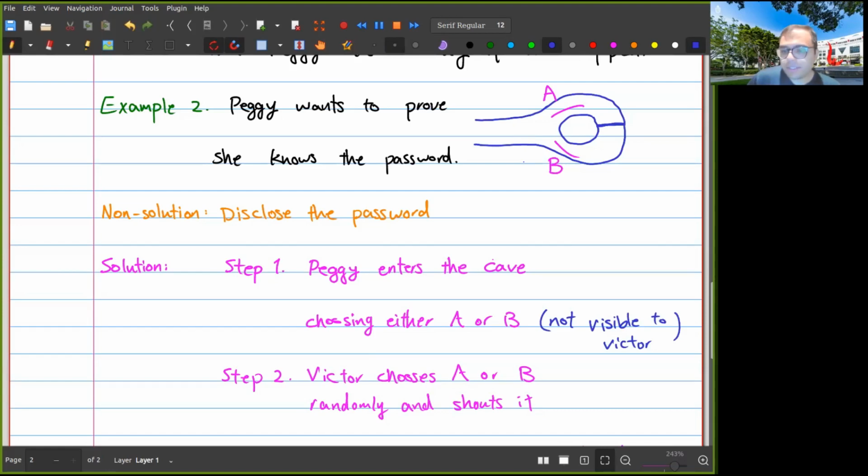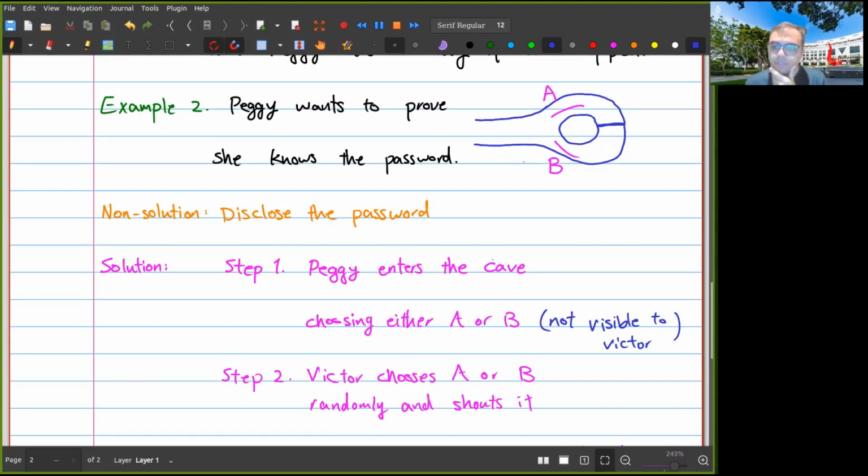And it also doesn't leak the password. But the problem is that we are going to require something much more. Our requirement is not just that Victor shouldn't be able to know anything about the password. Our requirement is that Victor shouldn't have any extra information. Okay, so the only thing that Victor is allowed to figure out is that Peggy knows this password.